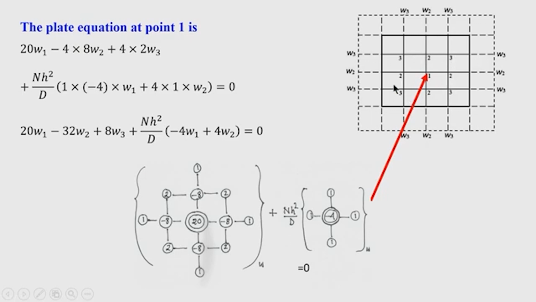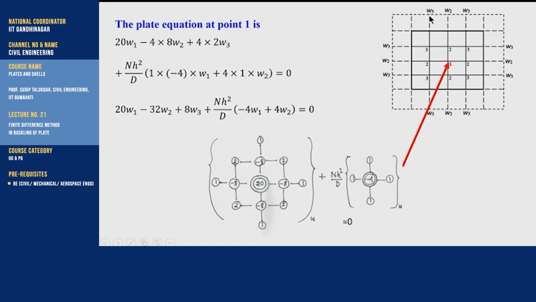Okay. And because of the fixed boundary condition, the deflection of the imaginary point here will be equal to the corresponding deflection of the image point. So, if this is the deflection of the image point W3, then this deflection will also be W3. Similarly, other deflection values are written.